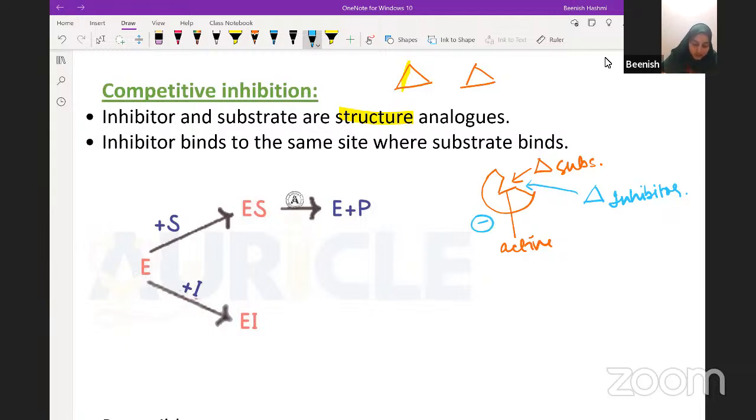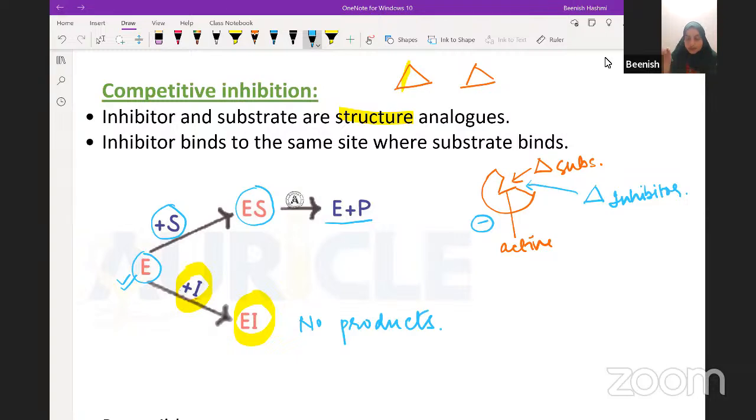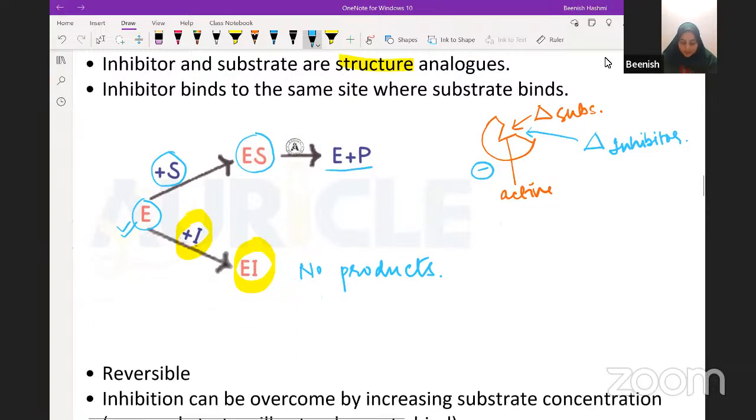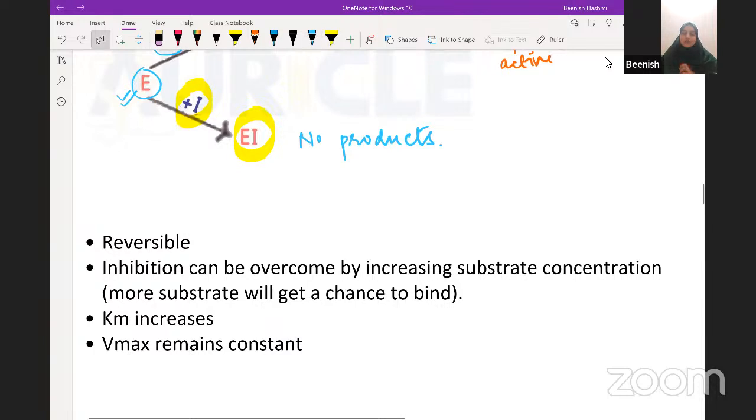Okay, so this is your enzyme. When the substrate binds to the enzyme, what happens? Enzyme substrate complex is formed, ultimately leading to the formation of enzyme and products. But what happens when your inhibitor comes and binds to this enzyme? Enzyme inhibitor complex is formed and there are no products being formed. No products. Moving forward, it says that competitive inhibition is reversible.